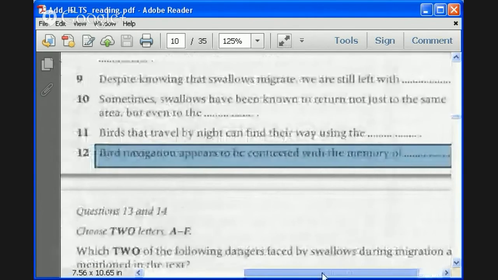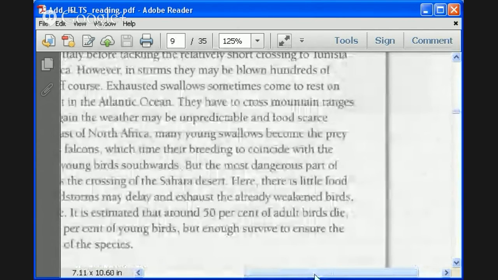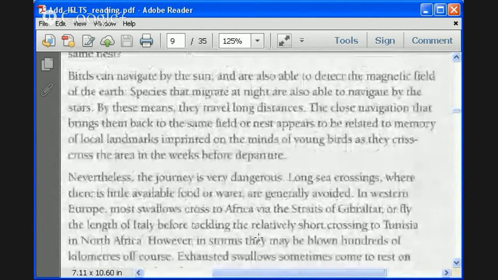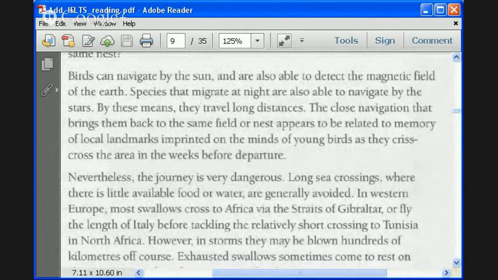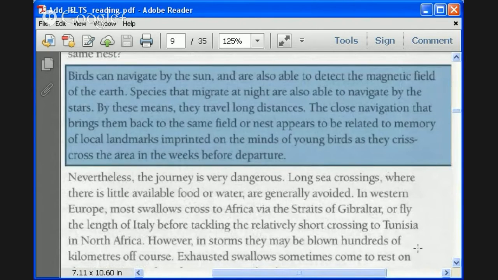Navigation appears to be connected with the memory of... let's see. Again, we clearly go to the navigation part. The memory of, look, here, seems to be related to memory of local landmarks.